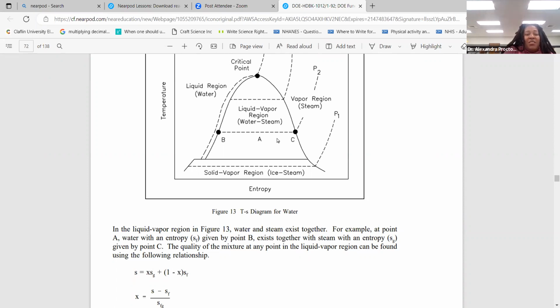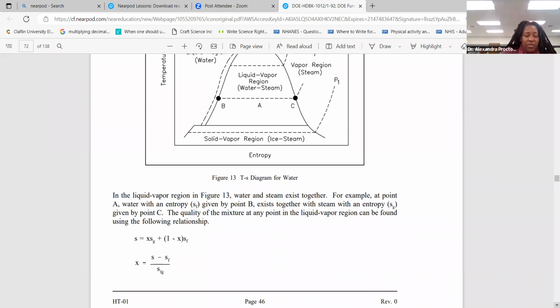So once they tell you what's going on in this particular region, which I'm circling, they're basically saying that you can mathematically define this region because these two phases are coexisting. So s is equal to x s_g plus (1 minus x) s_f. And like I said, this looks like the aforementioned equation where, instead of these s's, you had enthalpy. So x, they got it by itself, is equal to (s minus s_f) over s_fg.